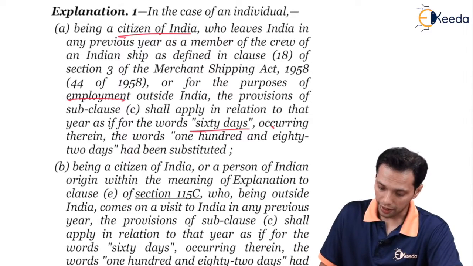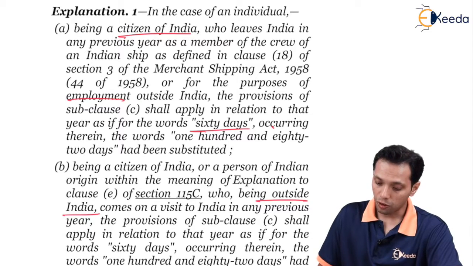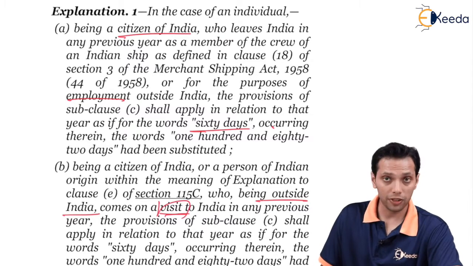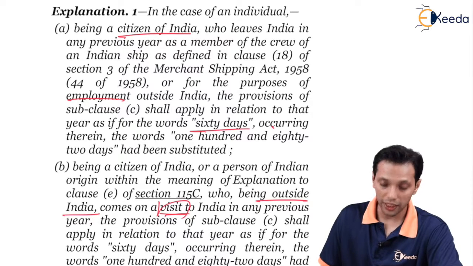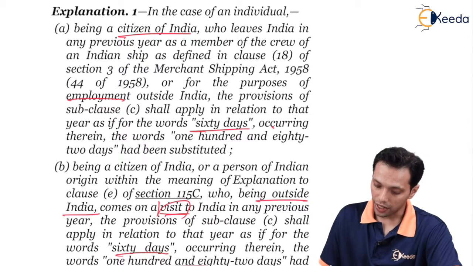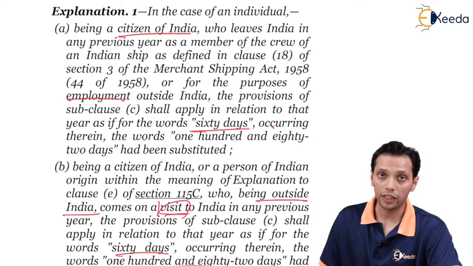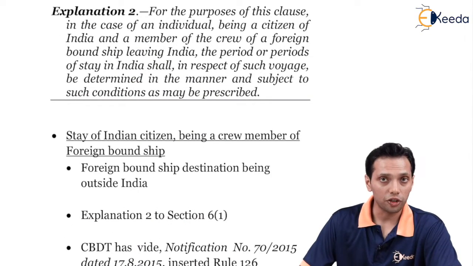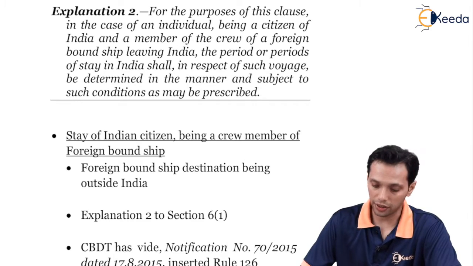Who, being outside India, comes on a visit to India in any previous year. The provisions of sub-clause C, again the 60 days, in relation to that year shall apply as if the words 60 days occurring therein, the words 182 days have been substituted. So that is the Explanation to sub-section 1 to section 6.